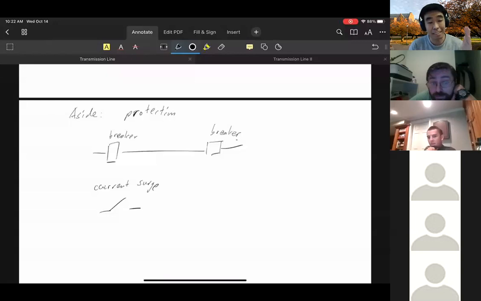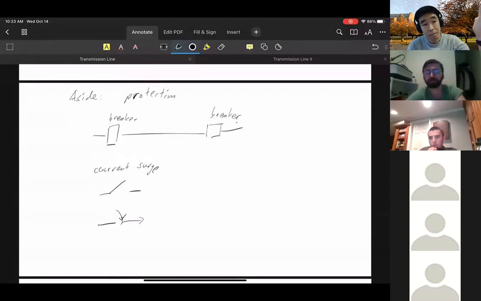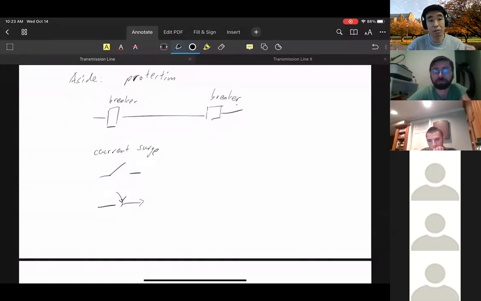After some time, maybe a second or so, this thing will try to close again, because the current surge may be temporary. Maybe some other part of the system has a problem, causing the current surge, so it will open to prevent equipment damage, but then it will try to close. If it closes successfully, then it's fine. If it tries to close and it still sees the current, that's a failure. If it's a success, the whole line stays up.